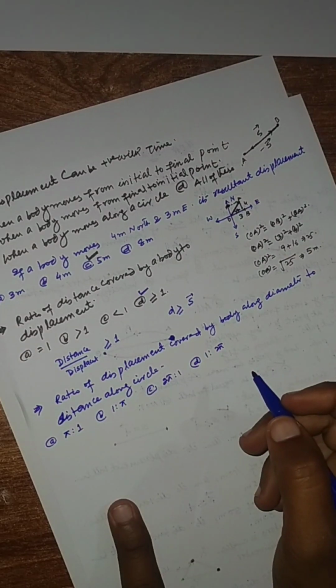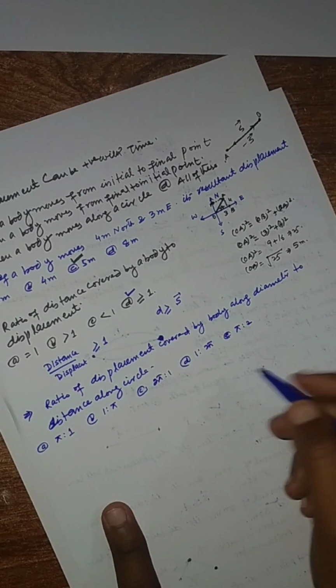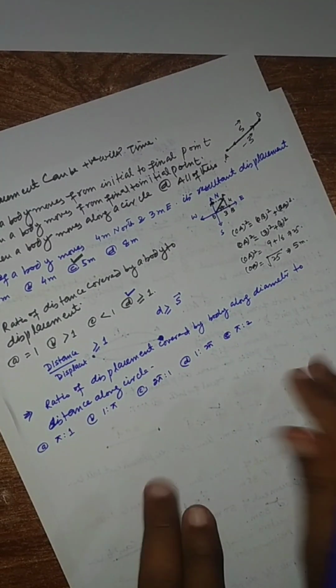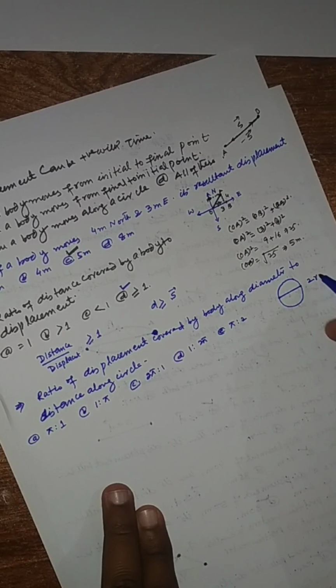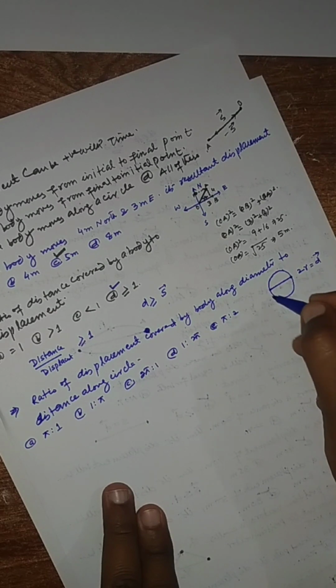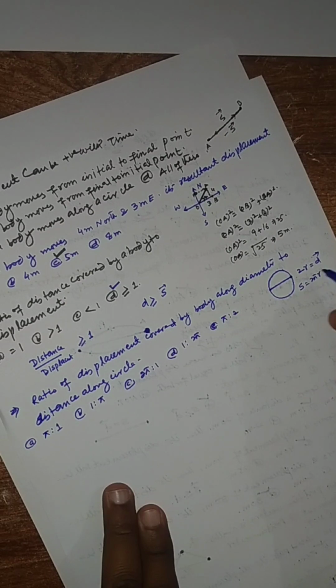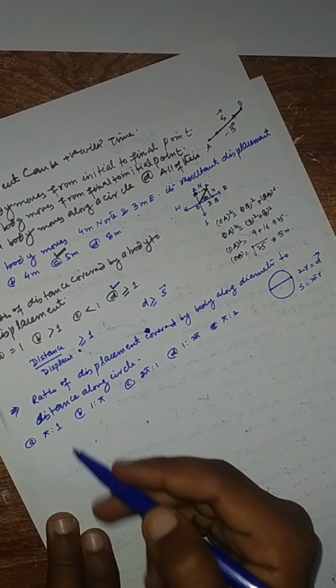Okay, and let's say this is pi ratio 2. So for displacement along the diameter, let's say this is a circle and a body moves along the diameter. So the displacement covered is equal to 2r. This is the displacement covered. And if a body moves from this point along the circle, then the distance equals 2 pi r. So we have to find the ratio of displacement to distance.